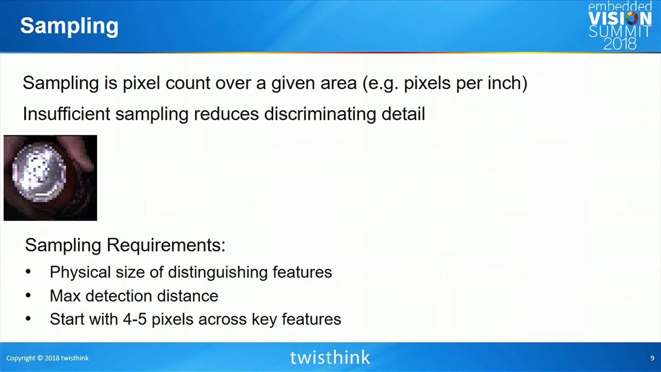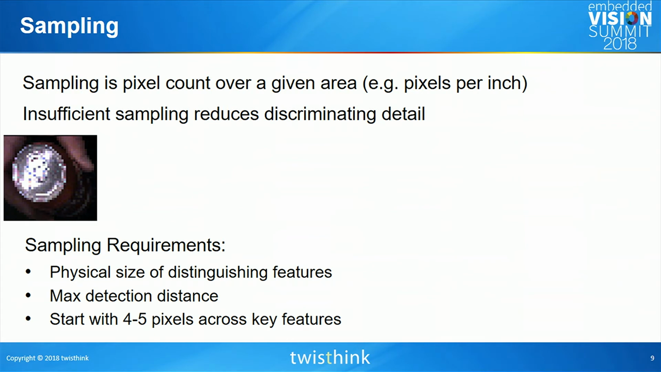Sampling is really pixel count over a given area. Usually the units are pixels per inch or pixels per millimeter. Sampling will vary with object distance, and that's a function of your optical system's magnification. So when you define a sampling requirement, it's usually good to specify it at some distance, say 20 pixels per millimeter at 6 meters away.